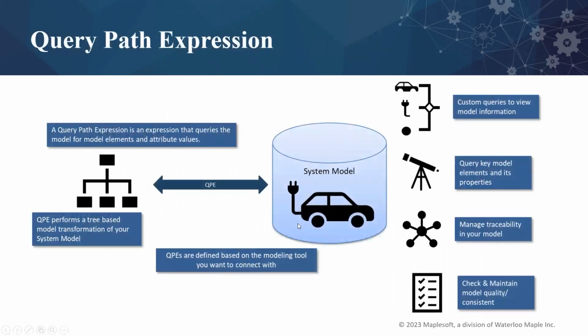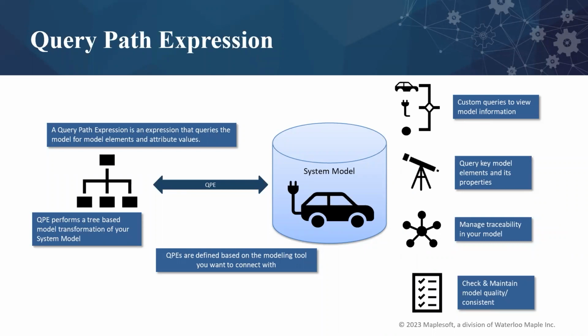So the configuration files, like I mentioned to you, are just queries. The model transformation language that we are using to convert your system model into spreadsheet views, we call that the query path expression. So a query path expression is basically just queries which tell MapleMBSE the way we have to transform the system model into views as tables or matrices. And the QPE will also help you to create custom queries to view your model information. So this is where you have the capability to limit or to scope the part of the model that you want to expose to the user.